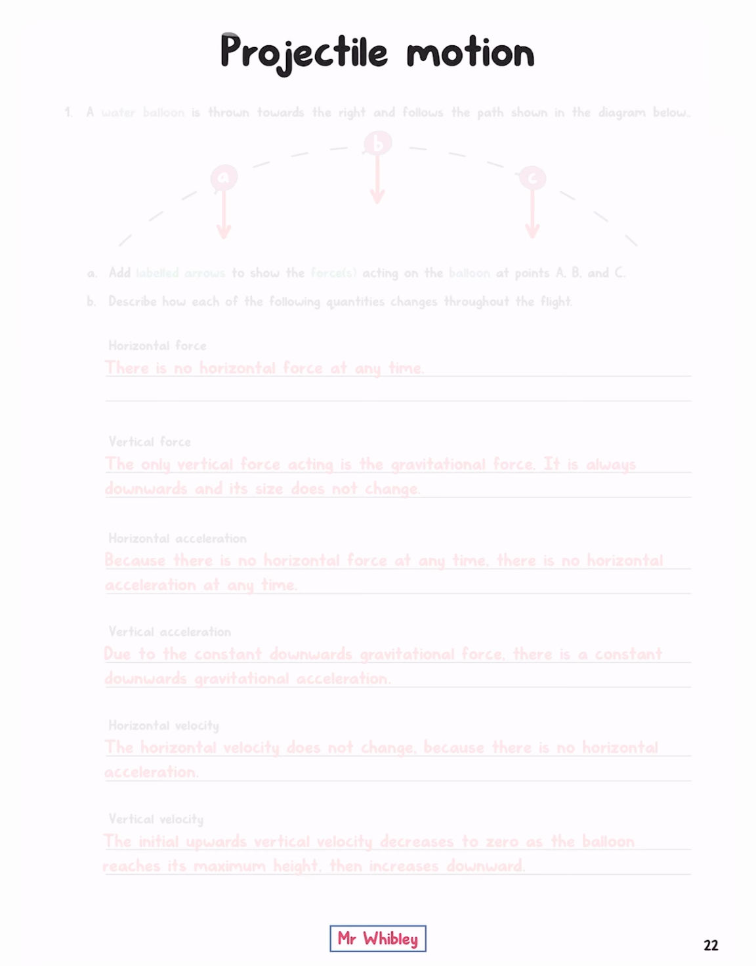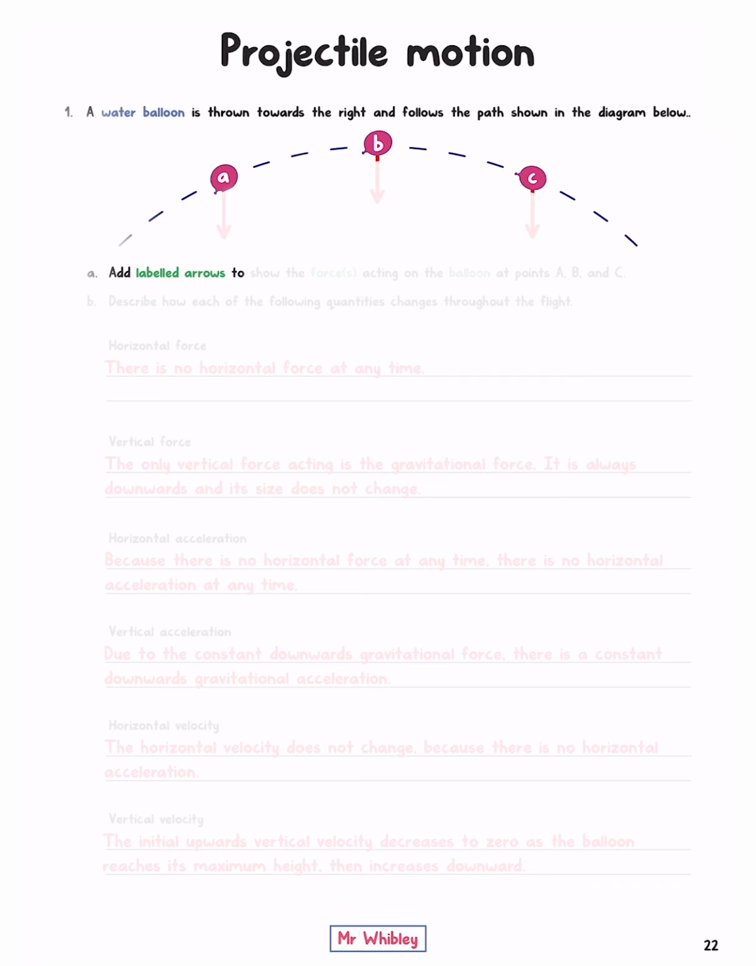Projectile motion. Question 1. A water balloon is thrown towards the right and follows the path shown in the diagram below. Add labelled arrows to show the forces acting on the balloon at point A, B, and C. For projectile motion, we assume that the only force acting is gravity, and we furthermore assume it's a constant size and always pointing downwards. Describe how each of the following quantities change throughout the flight.